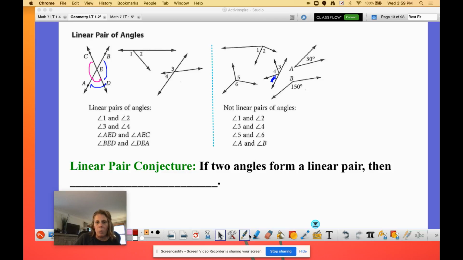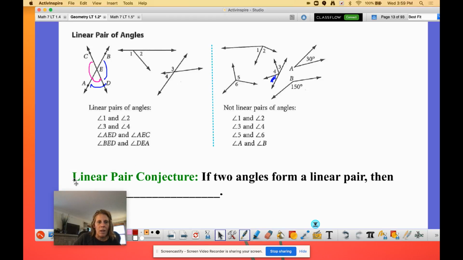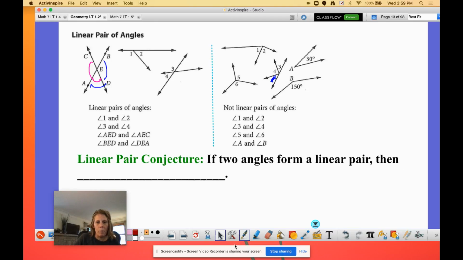For our linear pair conjecture, if two angles form a linear pair, then their sum is 180 degrees. Make sure that you have that in your notebook also. Pause if you need to get this written down.